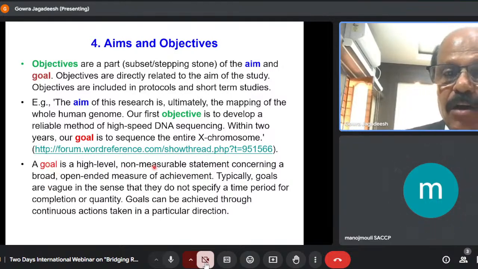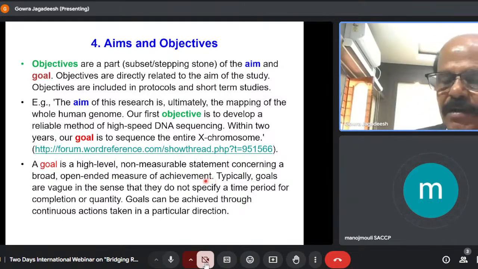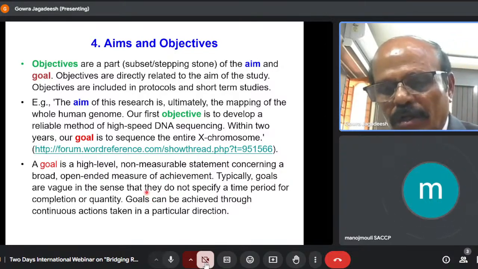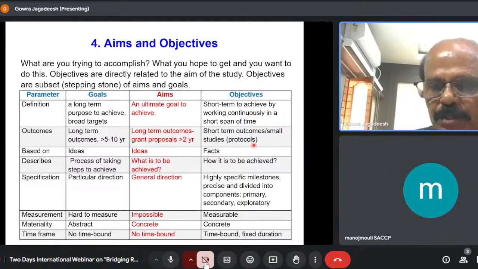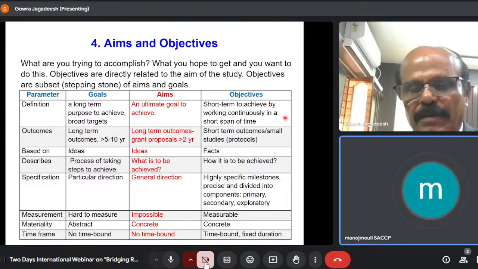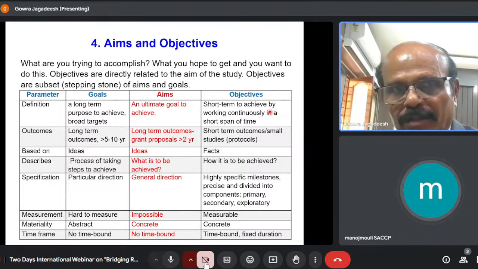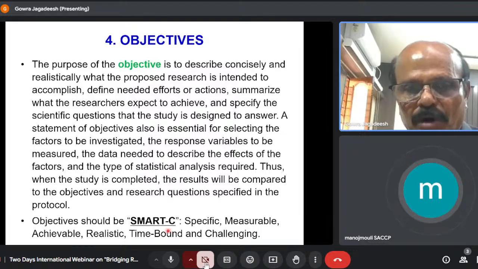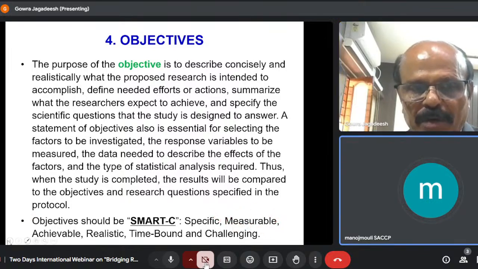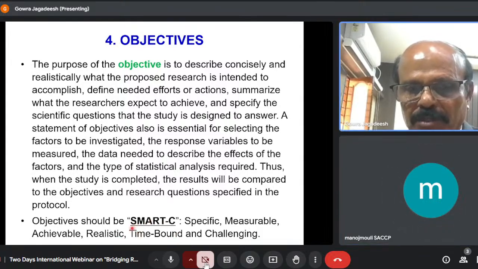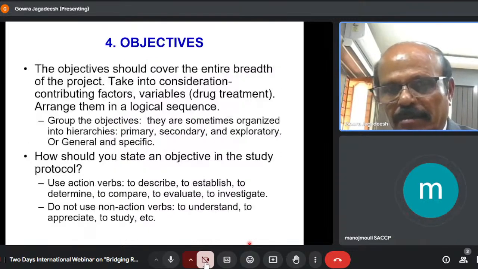You say it is a high-level, non-measurable statement concerning a broad, open-ended measure of achievement, 2, 3, 4 years, anything. For thesis work, you will go for only a 1 to 3-year thesis. So you ignore the goal and go for the aim, a single aim, and a number of objectives. This is how the goal, aims, and objectives compare. And further, an aim should be SMART: specific, measurable. Remember, SGOT, you measure it. Then any of the catalase enzyme, you measure it. So it's measurable, achievable, realistic, time bound, within 1 year of the thesis you must finish it, and challenging to do these experiments.